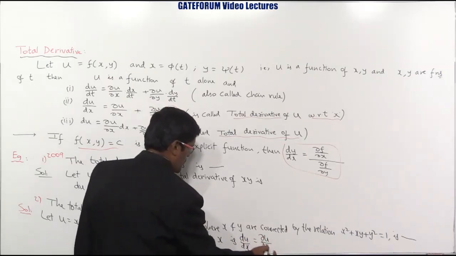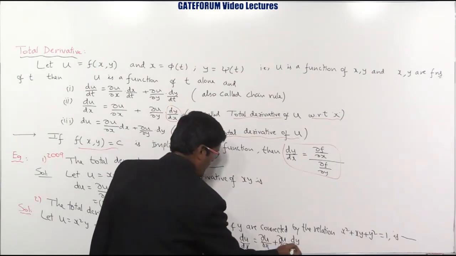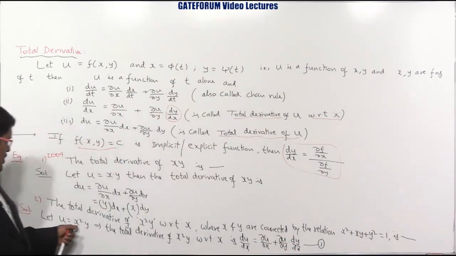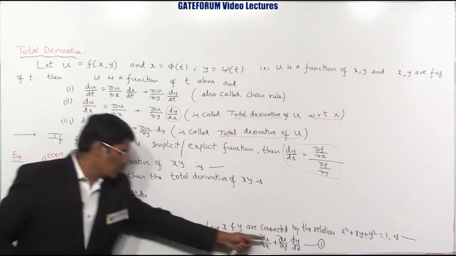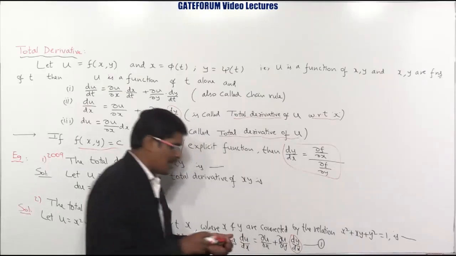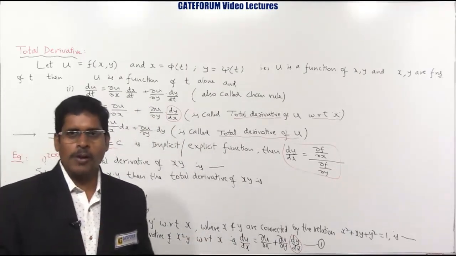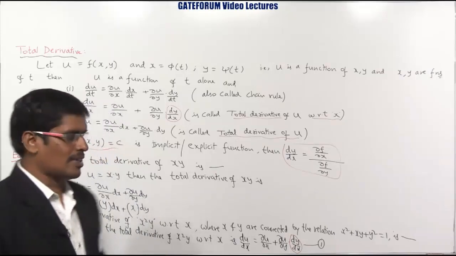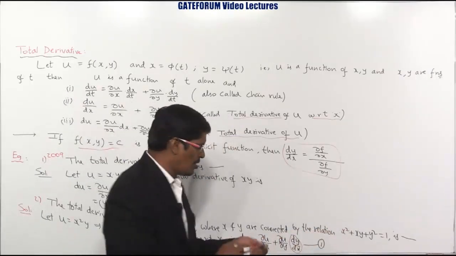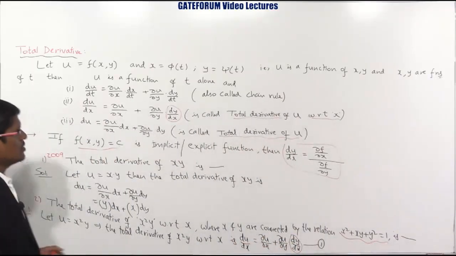dou u by dou x plus dou u by dou y into dy by dx. Let us say equation 1. So for the given u, we can find dou u by dou x and dou u by dou y easily. But in this case, we need dy by dx separately. How do you get that dy by dx? They should provide a separate relation between x and y, so x and y are connected by a relation. So this function is taken as an implicit or explicit function.